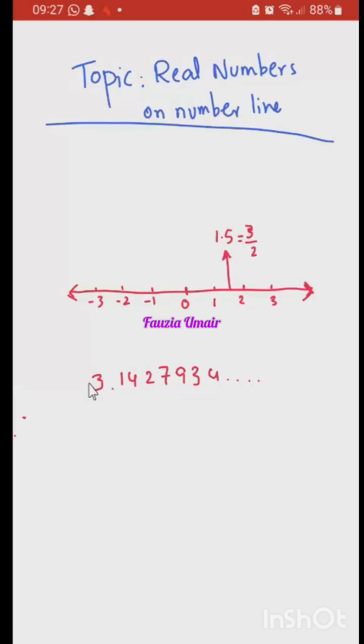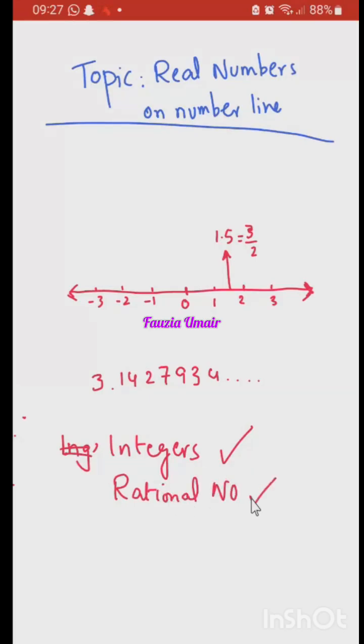We can plot integers, Ma'am. We can plot integers. And definitely if we can plot integers, we can plot whole numbers and natural numbers as well. We can plot rational numbers. Rational numbers include decimals or fractions. Yes, we can plot them. What about irrational numbers? Can you plot irrational numbers on the number line?